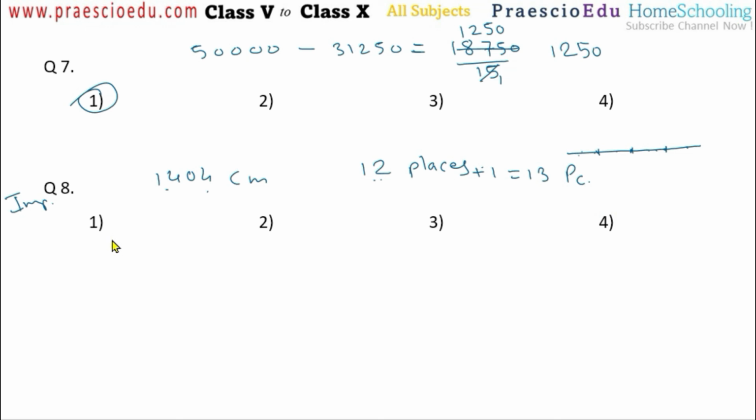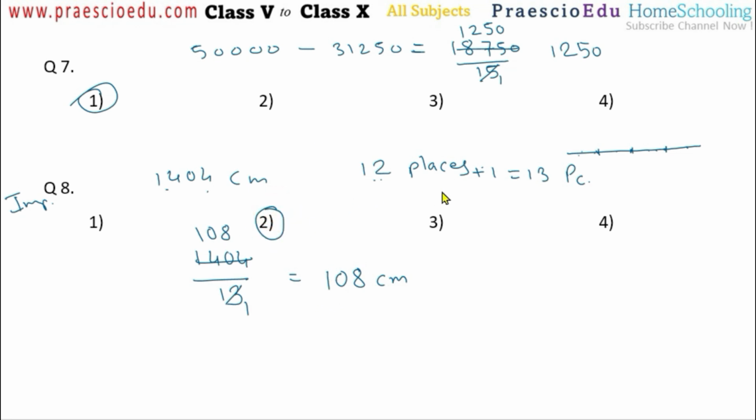So we have to calculate each part's length, so 1404 divided by 13. 13 ones are 13, then one balance here, 10, so 10 cannot be divided by 13, so 0 here. 104, so 104 divided by 13 means 8, so each piece's length is 108 centimeter, and this is given in option number 2.